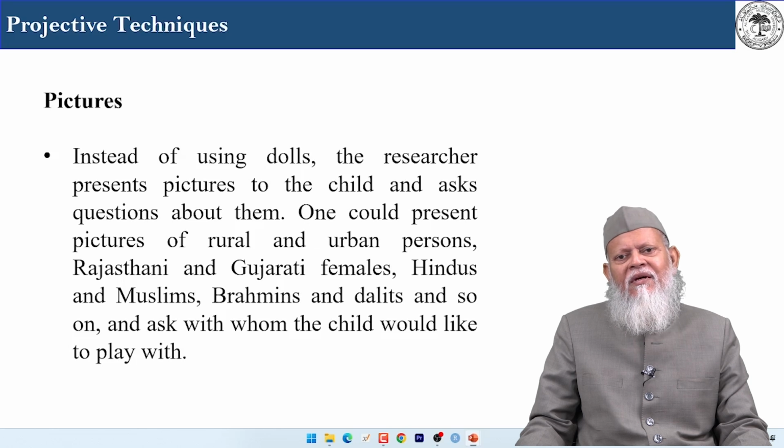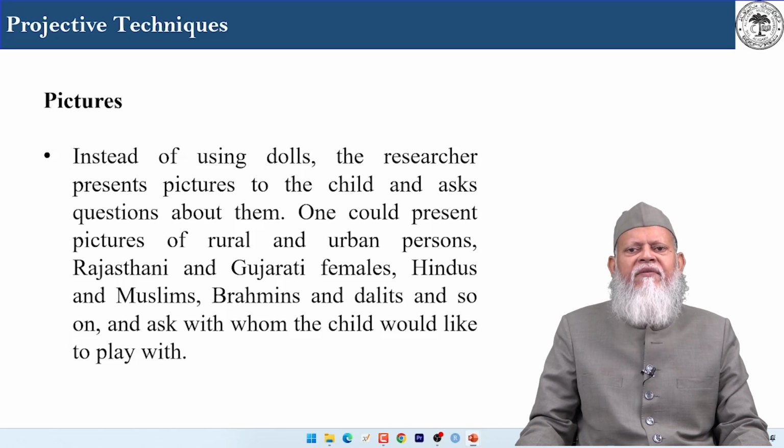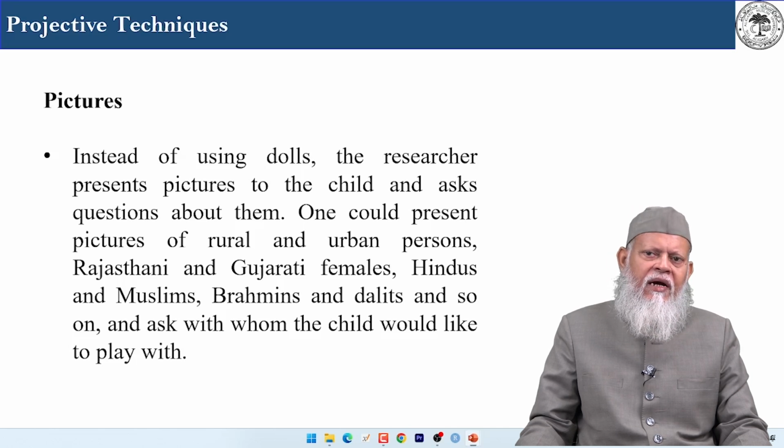If the child is ready to play with any, or not ready to play with any other, it reveals what is in that child's mind about this picture. And of course, whatever is in the child's mind may have come from the conditions, environment and atmosphere where he is being brought up.